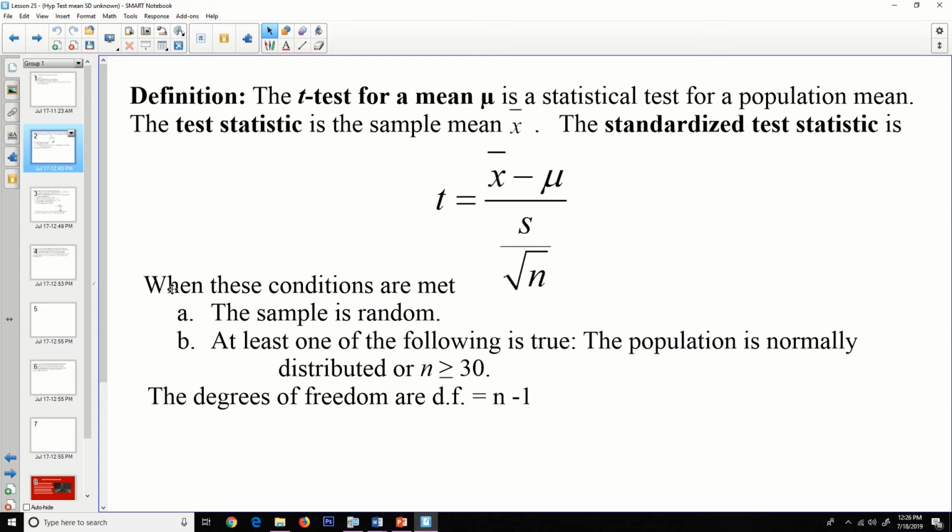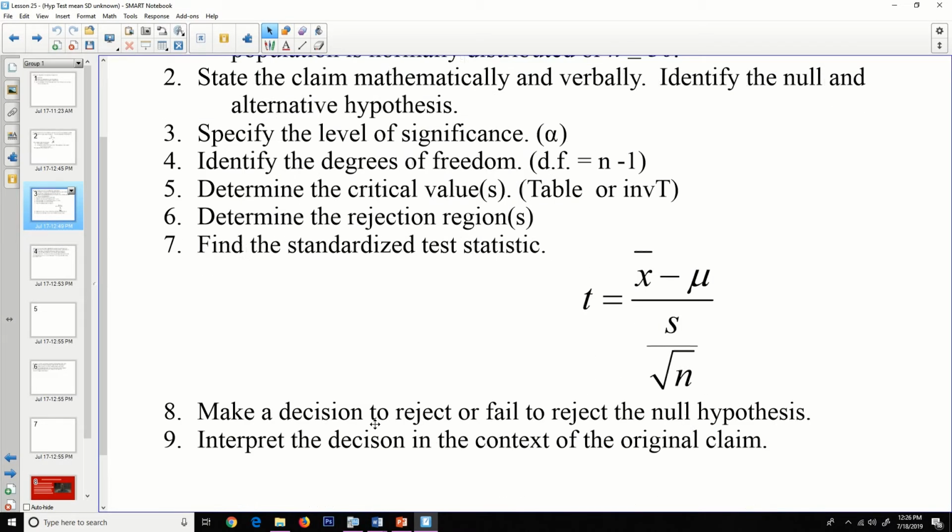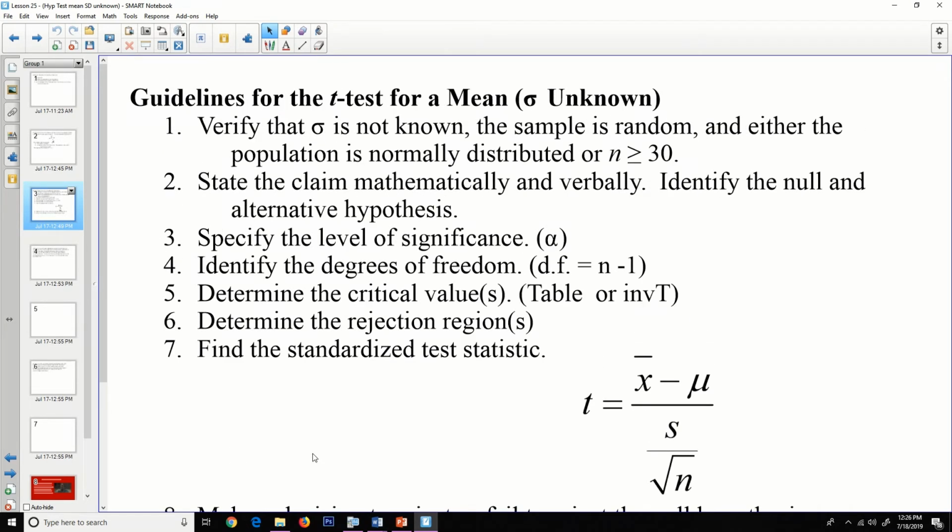And then we need these conditions to be met, that the sample is random and that either the population is normally distributed or that the sample size is greater than 30. And remember, when you're talking about a t-test, we're going to have to worry about the degrees of freedom, and those degrees of freedom are just the sample size minus 1. And so the process that we're going to go through to test a mean is going to be very, very similar to the one that we did in the last lesson, except now we're going to use a t-distribution instead of a standard z-distribution.